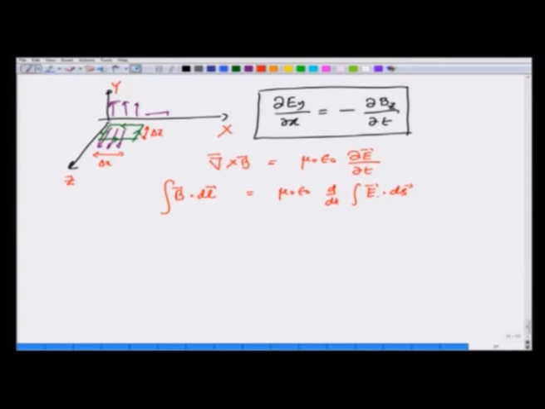B dot dl, like in the previous argument, is going to be B at x, and we are going again in the same direction as z. So, this is going to be delta z.